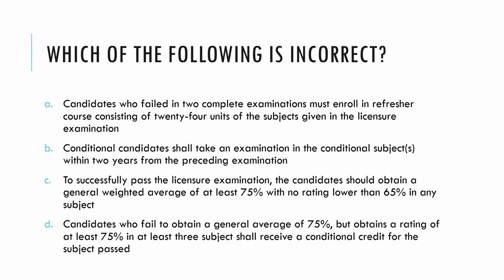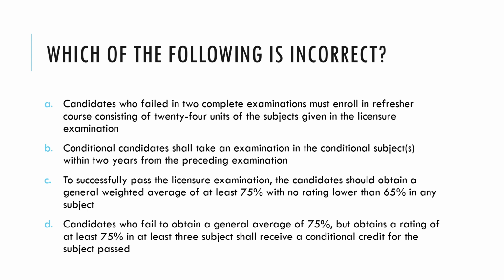So after completion of the refresher certificate, the said examinee must take the licensure exams within a period of 2 years from the date of the certificate of completion. So letter A is a correct statement. Letter B, conditional candidates shall take an examination in the conditional subjects within 2 years from the preceding examination, and we also know this one to be a true statement. Letter C, to successfully pass the licensure examination, the candidates should obtain a general weighted average of at least 75% with no rating lower than 65% in any subject, and I'm sure we all know this one to be true.